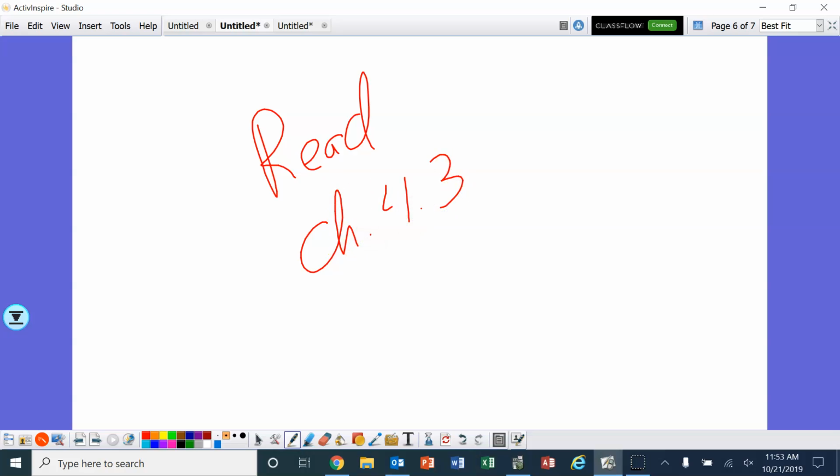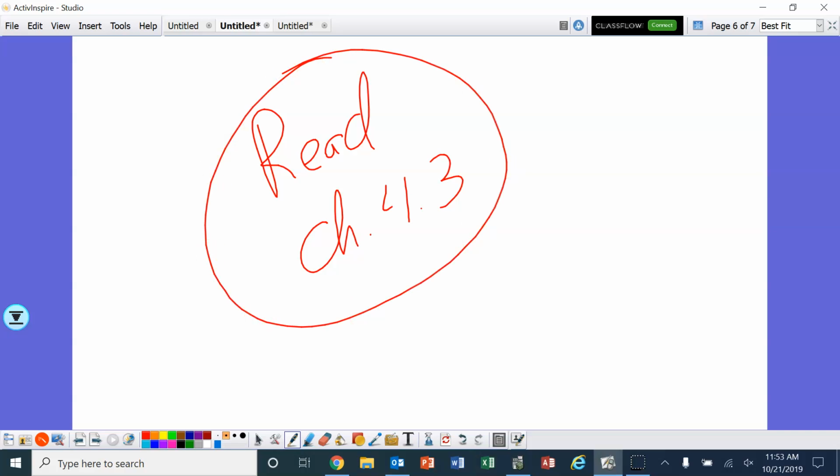And that was it for the three new words that we're talking about. Again, you need to read the rest of chapter 4.3. Make sure you especially read the summary and work on the assignment. That's it for chapter 4.3.